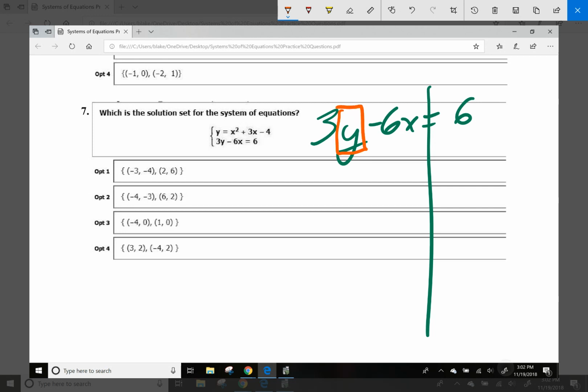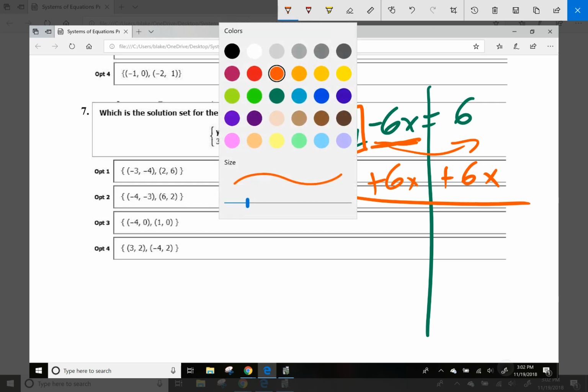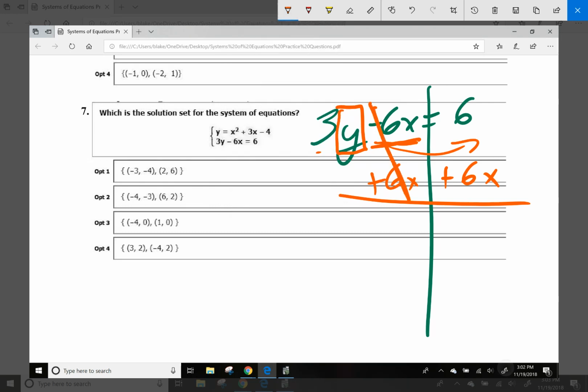To get that by itself, I'm going to have to move this x term over here, and I'm going to have to move the 3 over as well. But first, the x term. I'm subtracting 6x, so to move it I'm going to add 6x to both sides. By adding 6x to both sides, it cancels out over here and leaves me with just the 3y part equal to 6x plus 6.